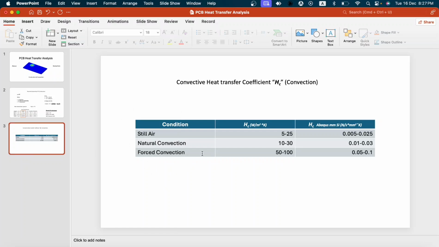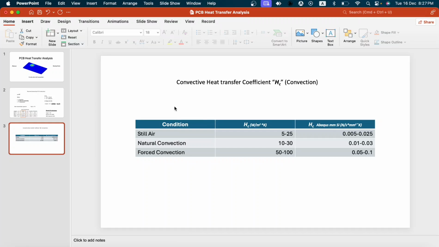So here are various conditions for still air or natural convection or forced convection. And these are the values for each condition. This is the column of the conversion to the Abaqus millimeter SI. And personally, I choose values between 5 and 10, and I calibrate my model and validate it with the tests.